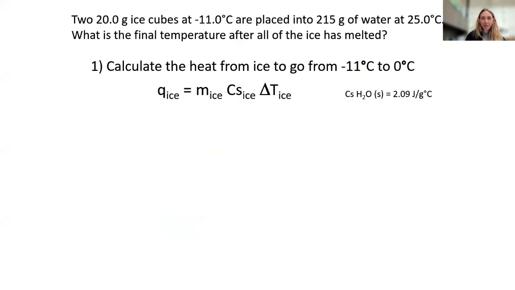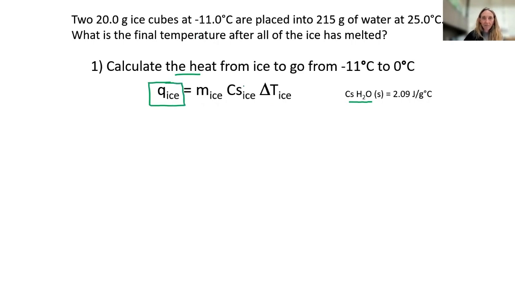And we're going to start right at the very beginning. So we're going to calculate the heat from the ice to go from negative 11 degrees Celsius to 0. That's our first step. The equation we're going to use is Q of the ice equals M of the ice times C_s of the ice times delta T. And from the problem, I'm given the specific heat of the ice is 2.09 joules per gram degree Celsius. So when I look at this, we're going to calculate the heat, so we want to solve for Q of the ice.